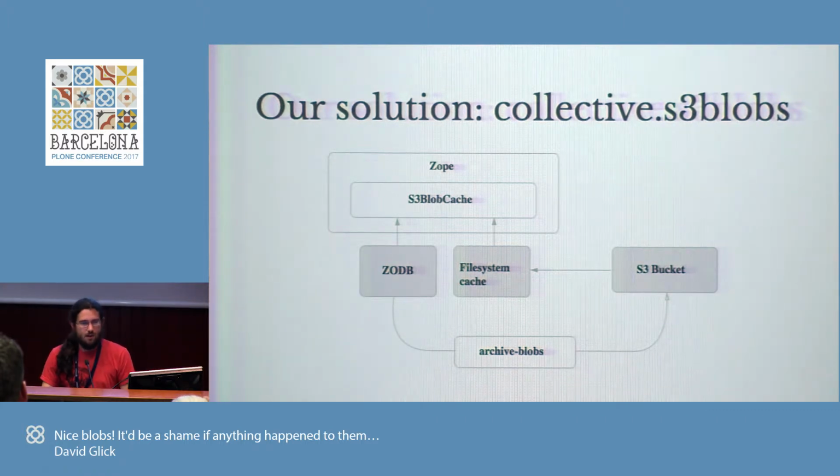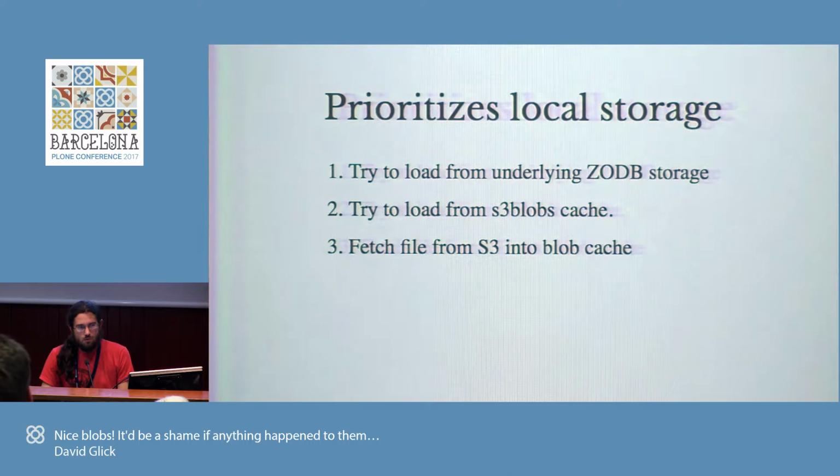The last piece then is this archive blobs script that you can run whenever you want. That will take the blobs that you want to move from the ZODB into S3, move them there, and then delete the local copy. So as soon as it's not here locally, it's already in S3, and then things will flow from S3 into Zope instead of from the ZODB into Zope. So we're prioritizing local storage. We're trying the ZODB first. That's great because it means that as you're making changes to your Plone site, those are just getting written the same normal way into your ZODB and will be accessed from there.